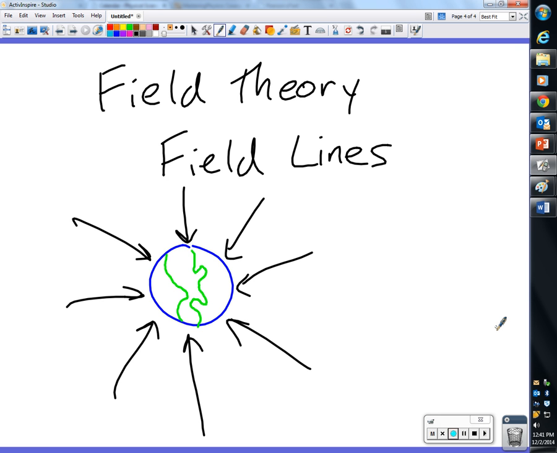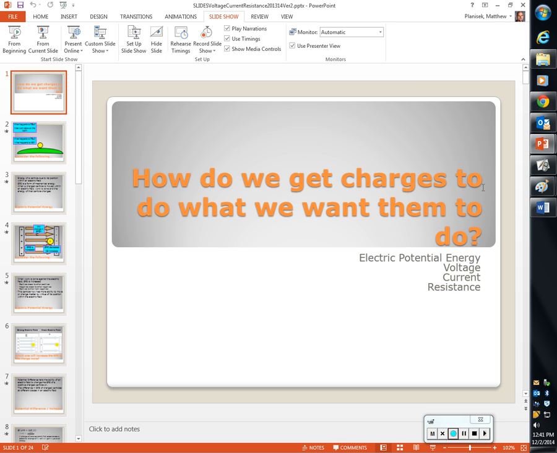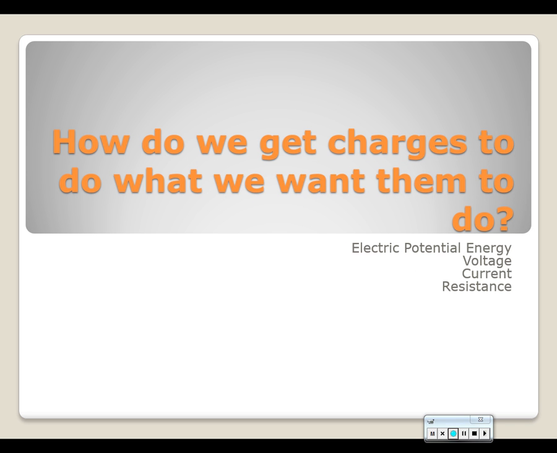Now, let's take a look at this outline that I gave you today and try to use it to make sense of the electrical things that we see, all right? Today's outline introduces us to the idea of electric potential energy, voltage, current, and resistance. We won't get to all four of them today. The title: how do we get charges to do what we want them to do?